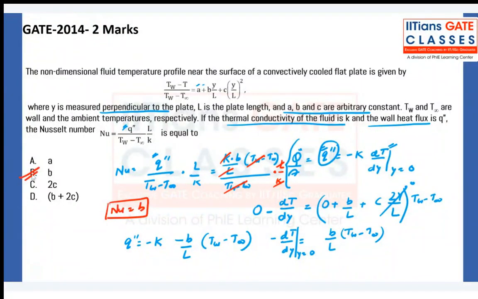Sir, the non-dimensional temperature was there, so it directly gives the B answer, without doing all these things. What are you saying? The del theta by del y formula was there, sir. Okay, from that you can directly solve it. Yes, you can directly do that. Yes, that is right. Okay, let's move on to the next question.